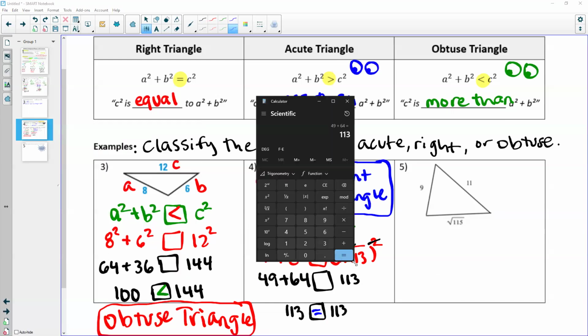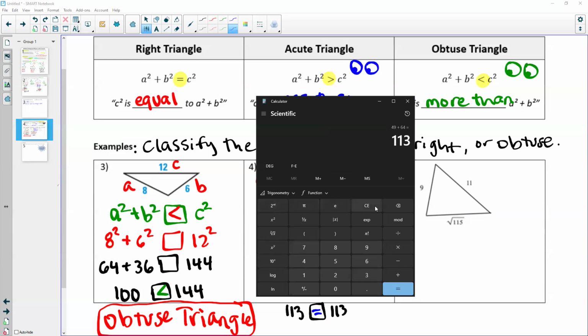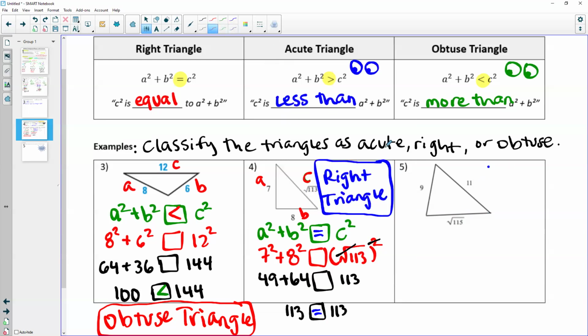Let me make this a little bit bigger so it's easier to see. So if I want to find the square root of 115, we're going to square root it, and we get approximately 10.7. Right? Between 10.7 and 11, 11 here is going to be the largest side. So let's go ahead and call the 11 our C then. We'll make this one A and we'll make this one B. So if we're doing the Pythagorean theorem here, we're checking a squared plus b squared. How is that going to compare to c squared?